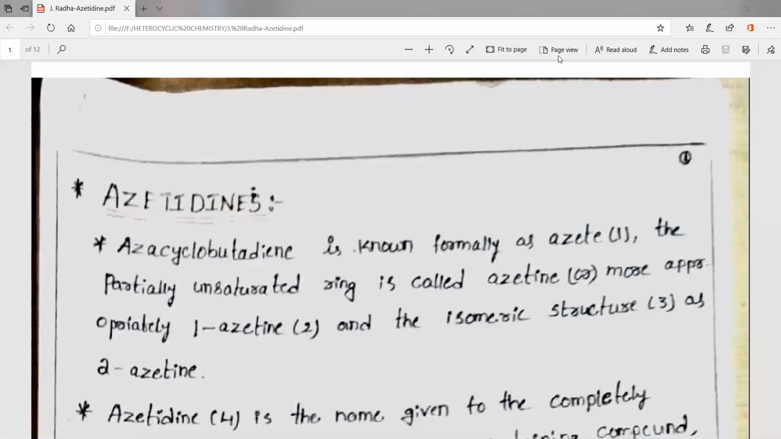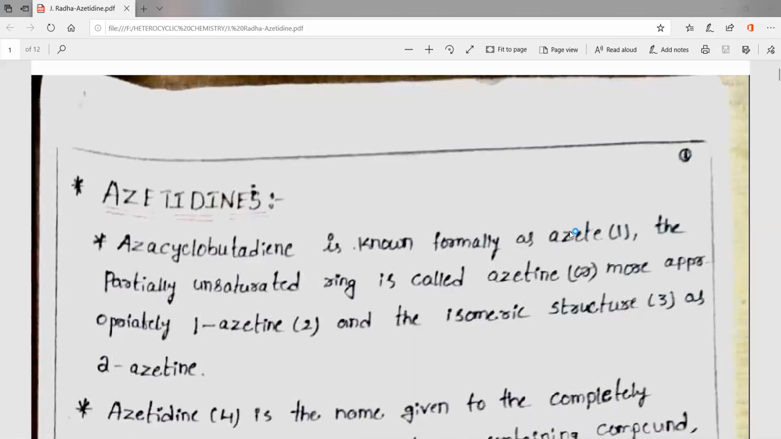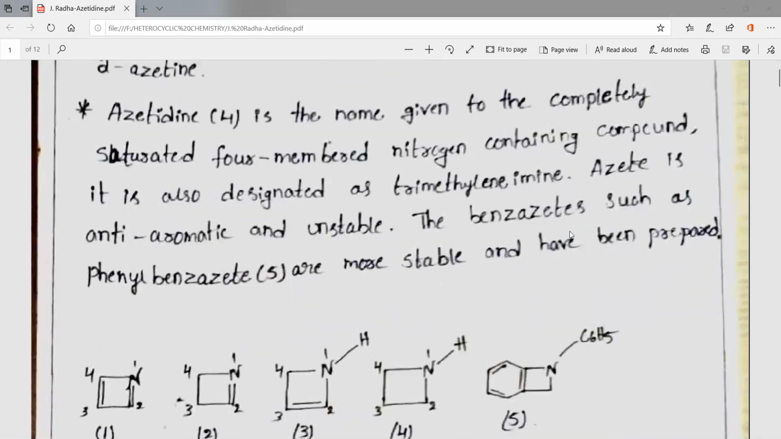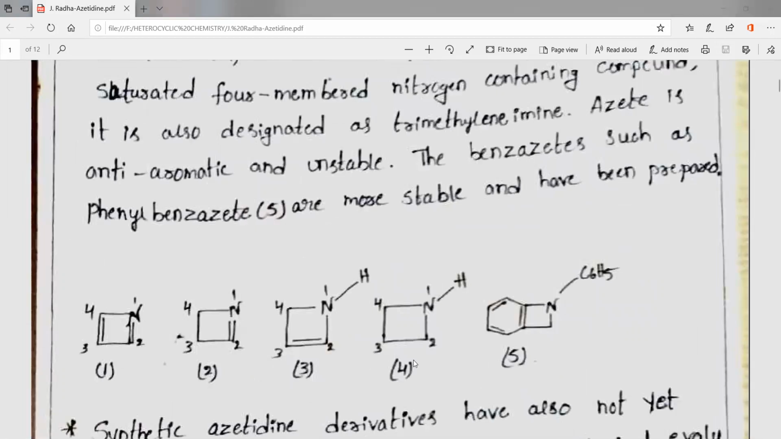Azetidine. It is a four-membered heterocyclic ring system. It is saturated. Its molecular formula is C3H7N. Let us see the structure. So, structure 4 is azetidine.